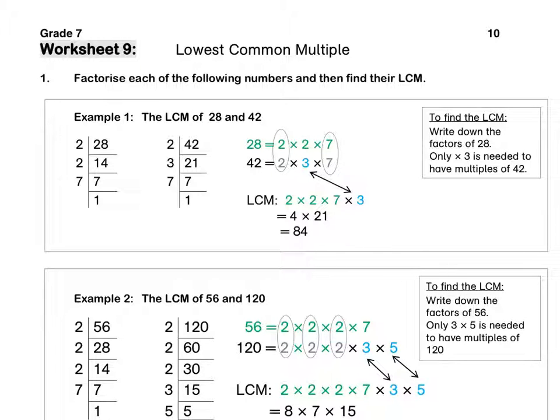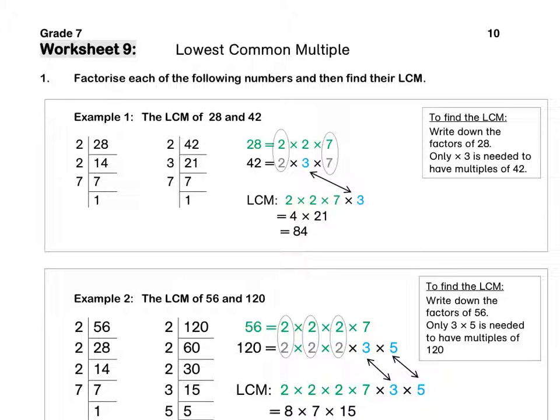Worksheet 9. Factorize each of the following numbers and then find their lowest common multiple. So the lowest common multiple of 28 and 42, we factorize 28 and write it out, and we do the same for 42. Now, to find the lowest common multiple, write down all the factors of 28, which we have, 2 times 2 times 7 in green. Then we have a 2 in 42 and we have 7 in 42. All that is needed to have multiples of 42 is now to times by 3. So we write it down.